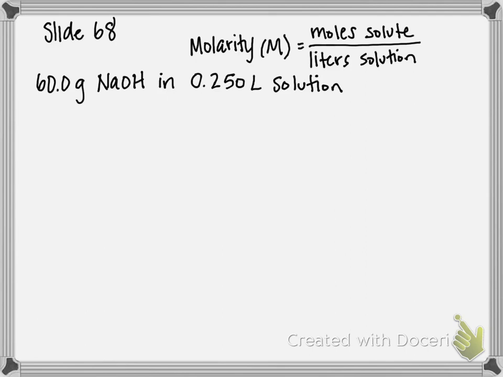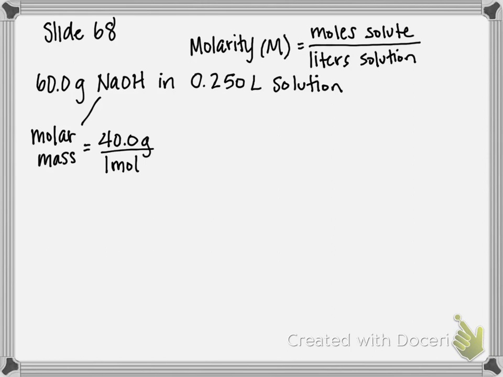And the molar mass for sodium hydroxide is 40 grams per 1 mole. And you can get that by looking at the periodic table, adding together the molar mass of sodium plus the molar mass of oxygen plus the molar mass of hydrogen, and you should get around 40 grams per mole.